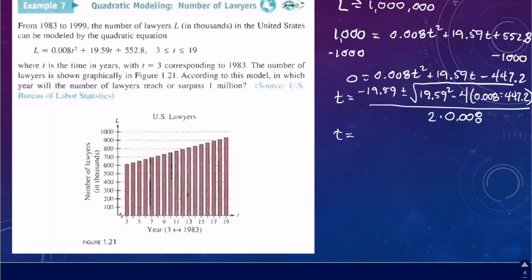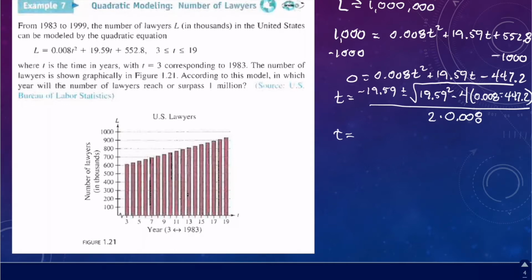So this is going to be on the inside. We have 19.59 squared. And I'm going to say plus because it's minus with a negative in there, so it's plus 4 times 0.008 times 447.2. And I get 398.1. And then we're going to take the square root of that.